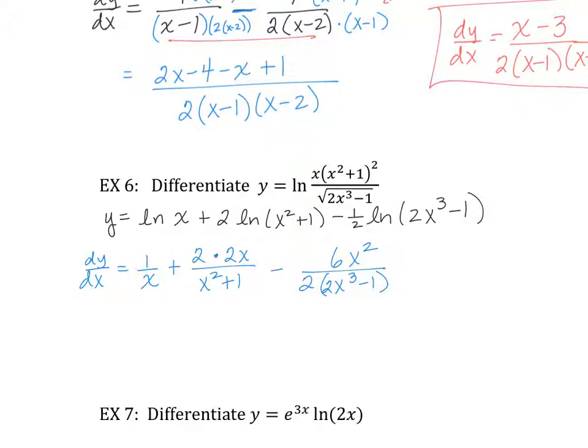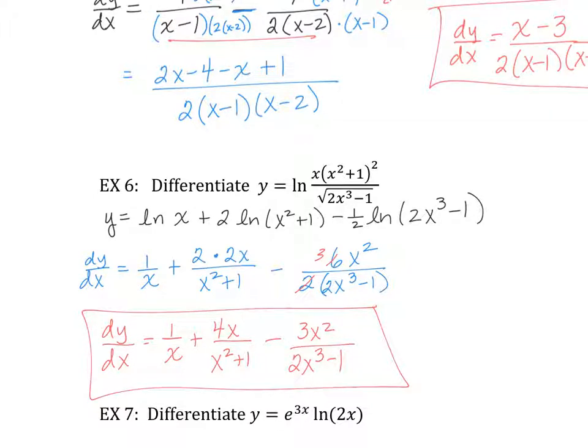Okay, so thank you for not making me get a common denominator. I would have 1 over x plus 4x over x squared plus 1. Here, that would just be a 3. So minus 3x squared over 2x cubed minus 1, and yay, they didn't get a common denominator, and I'm done. So be smart about your logs. If it helps you to use a log property first, then you need to do that.